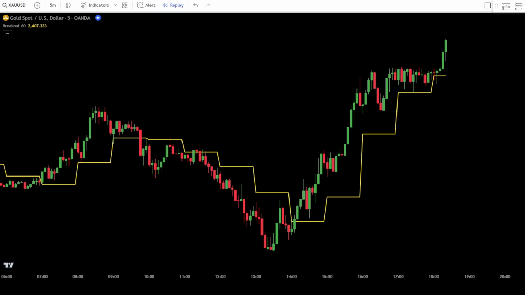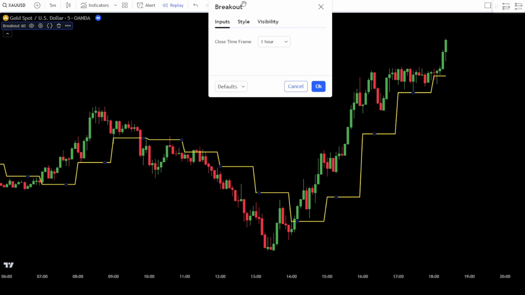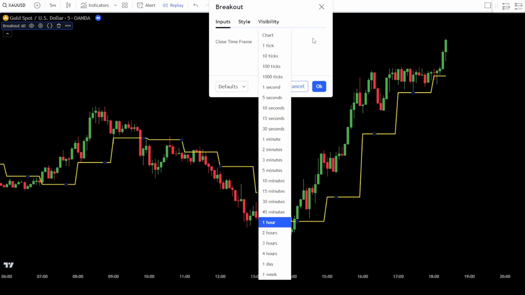Now, open the Breakout Line Indicator Settings tab again. Additional info: to get the best results, there are a few settings you need to pay attention to for this breakout line indicator. If you use this indicator on the 5-minute timeframe, set the close timeframe to 1 hour. However, if you use this indicator on the 15-minute timeframe, set the close timeframe to 4 hours. Furthermore, if you use this indicator on the 1-hour timeframe, set the close timeframe to 1 day, and so on.